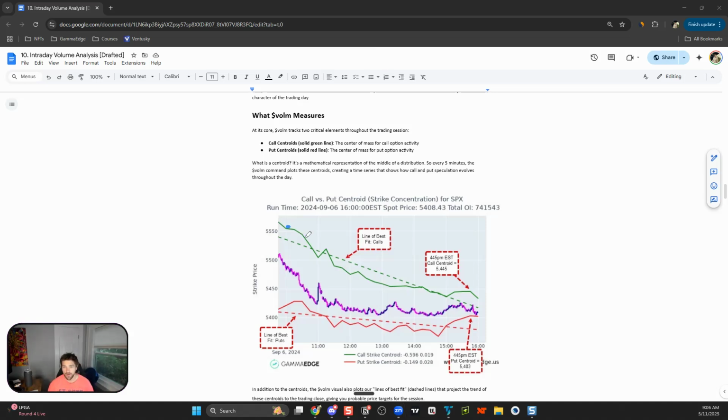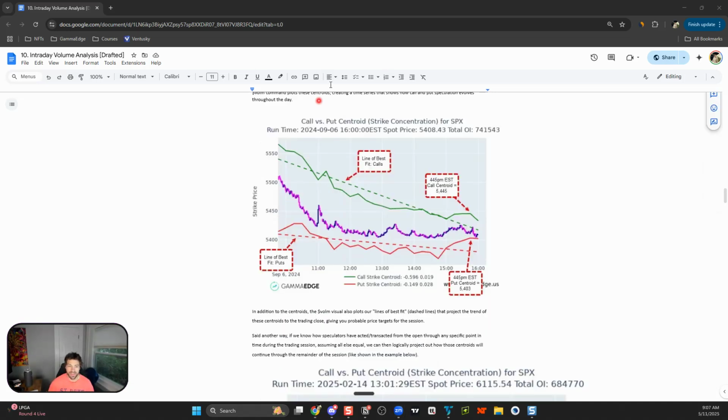So you can see here the solid green line, that's the call. So you can just imagine every 5 minutes we're plotting these centroids, and then we are connecting the lines for you to form these solid trends throughout the day, which again gives us very good visualizations into what speculation is doing for that day. And then in addition to the centroids, we also plot these dashed lines, which are called the lines of best fit.